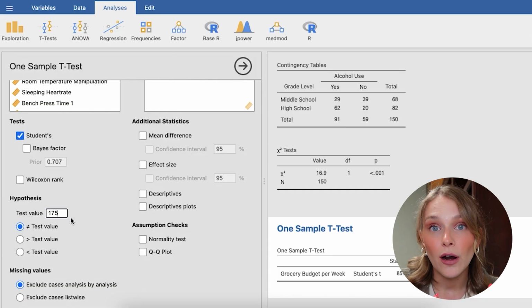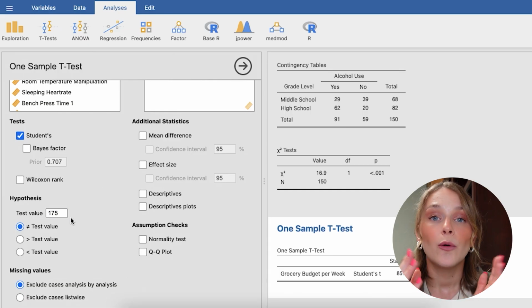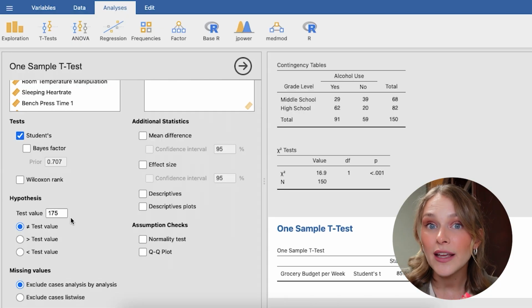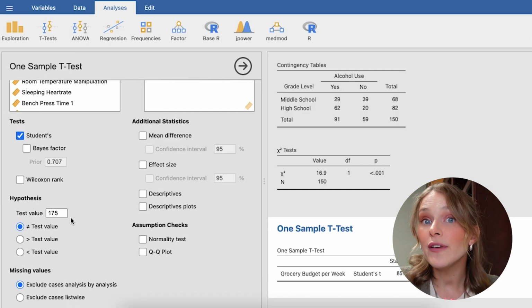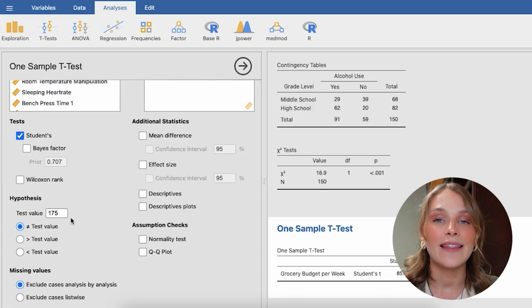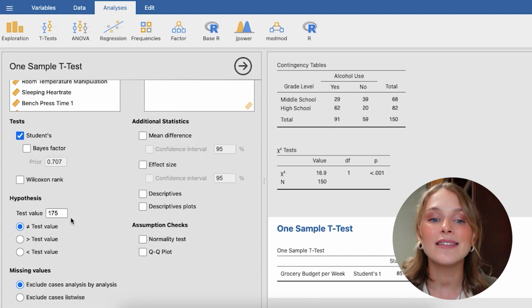Now, whenever we are working with the one sample t-test, remember, we've given our sample data to Jamovi in our data set, so Jamovi knows our sample data, but we're comparing our sample data with that average population mean as well. Jamovi doesn't know what that average population mean is, so we have to tell Jamovi what it is. In this instance, we're going to say that the average grocery budget per week for couples in the US is going to be $175.